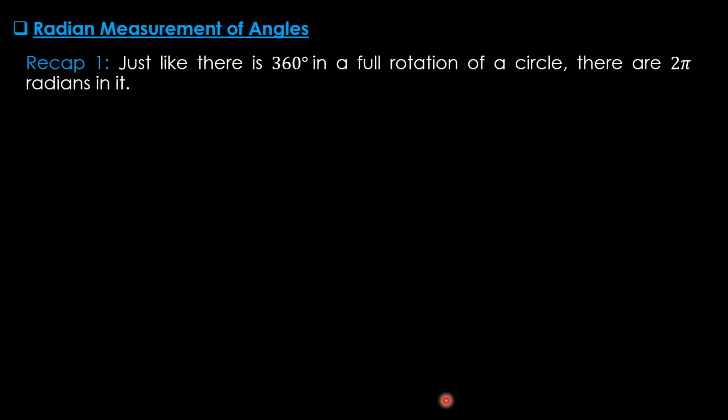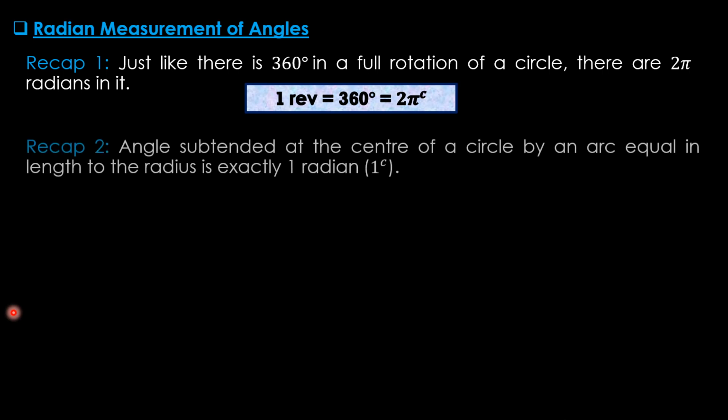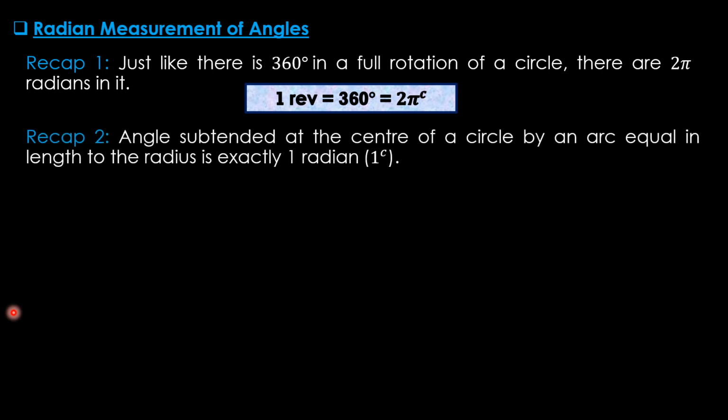Now, radian measurement of angles. Recap. Just like there are 360 degrees in a full rotation of a circle, there are 2 pi radians in it. So 1 revolution is equal to 360 degrees, equal to 2 pi radian. Recap 2. The angle subtended at the center of a circle by an arc equal in length to the radius is exactly 1 radian.